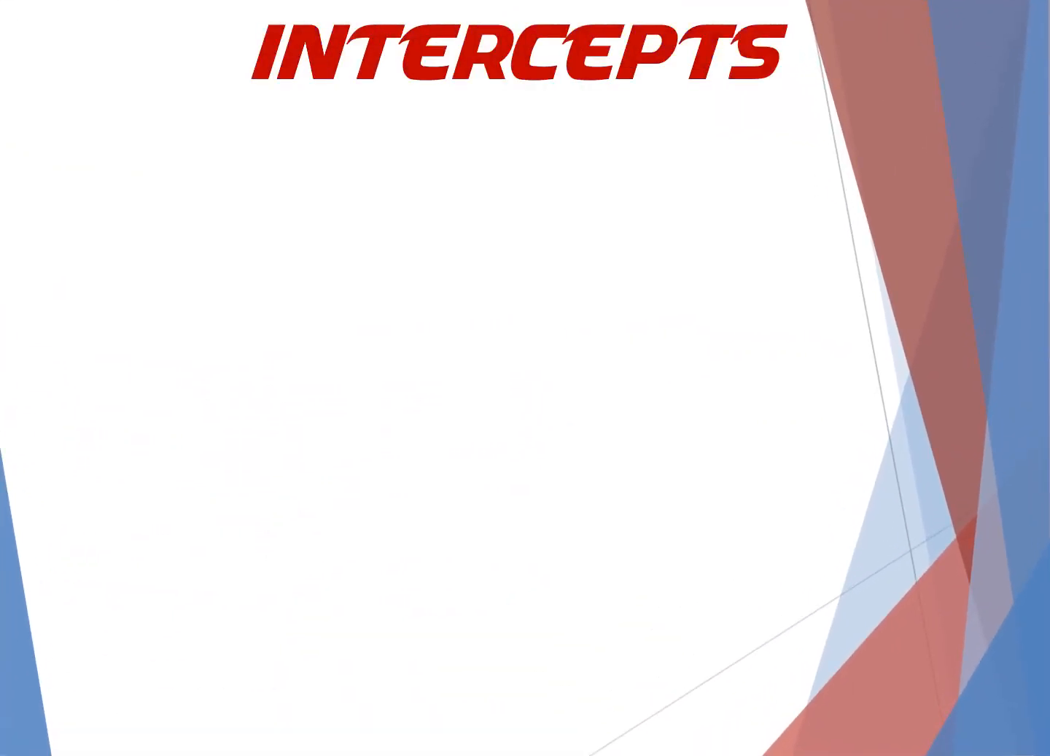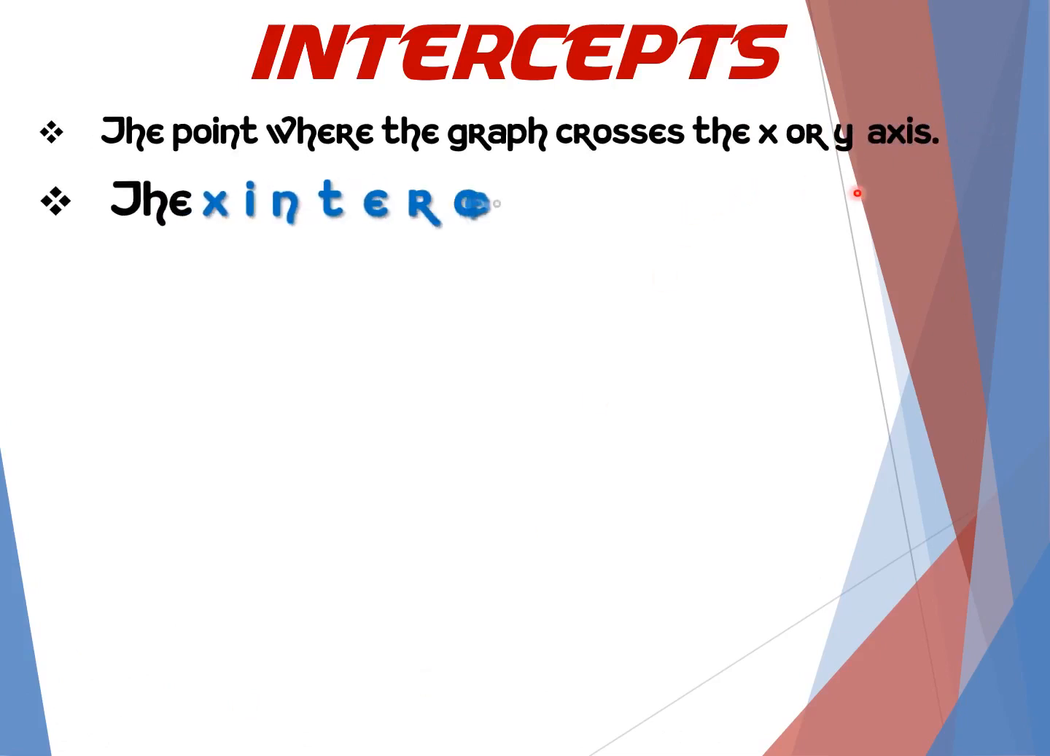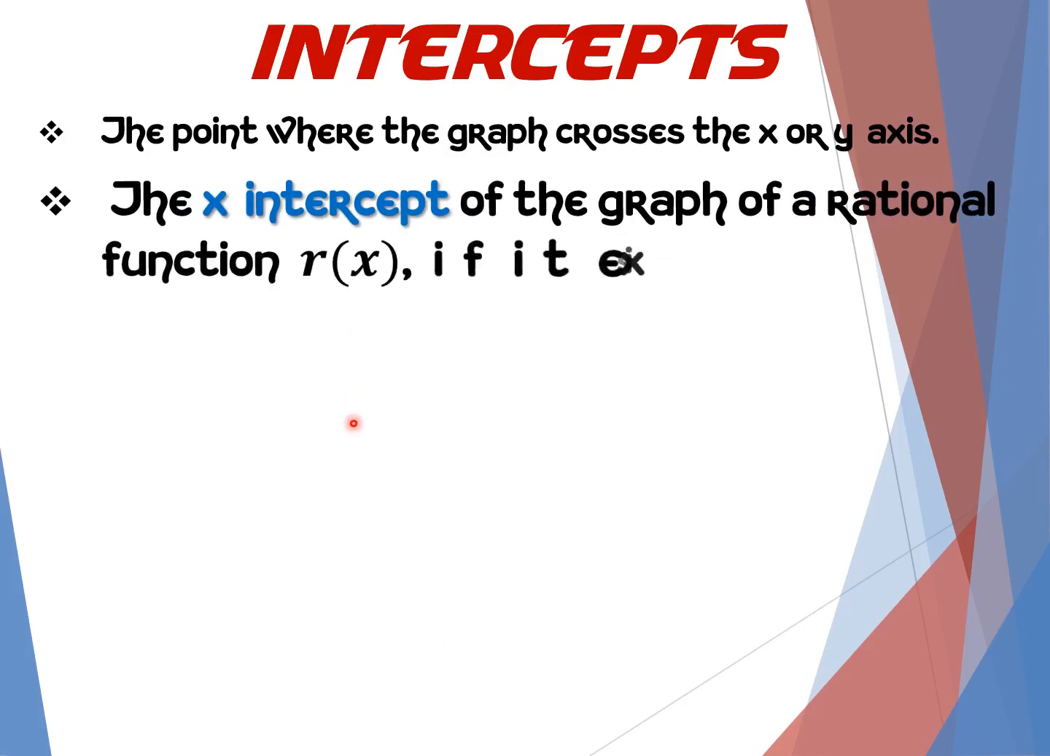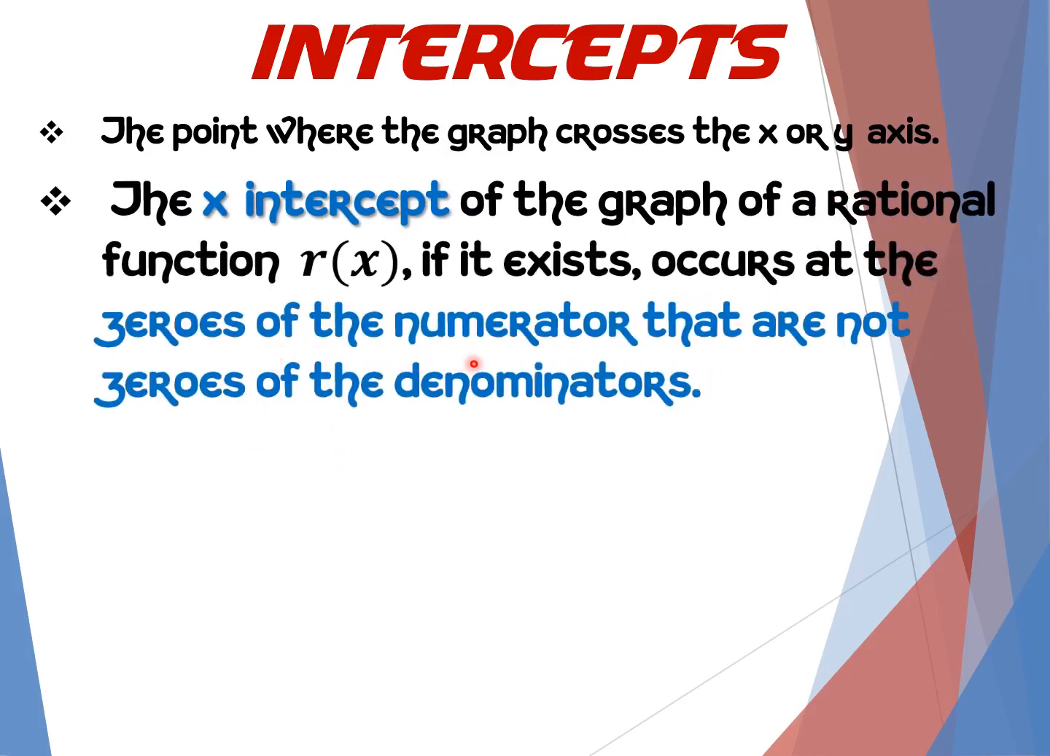Okay, another term that we're going to need in graphing the rational function is the intercepts. So when we say intercepts, these are the points on the graph that cross either the x or the y axis. Now the x-intercept of the graph of the rational function, if it exists, occurs at the zeros of the numerator that are not zeros of the denominator.